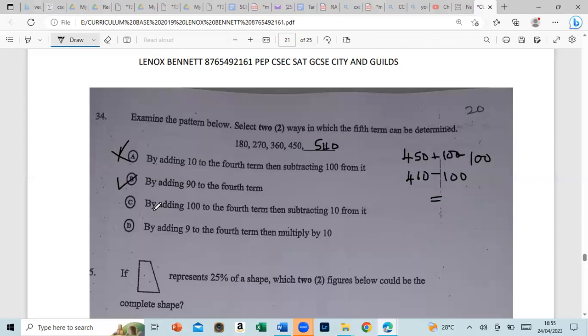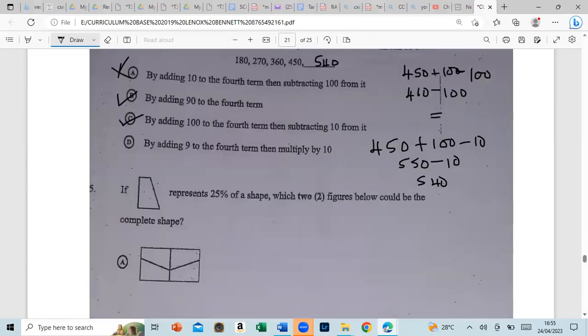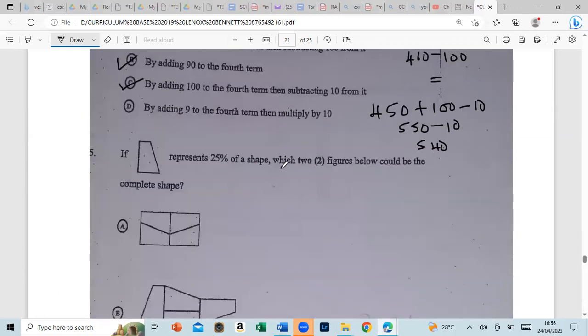Alright, C says: by adding 100 to the fourth term, so let's do that. 450 plus 100, then minus 10, let's see if it gives us 540. Alright, this will give us 550 minus 10, which gives us 540. So, yeah, we're not going to go any further because there's only two correct options. Let's move on to 35. If that represents 25% of a shape, which two figures below will be the complete shape? So, this represents water.